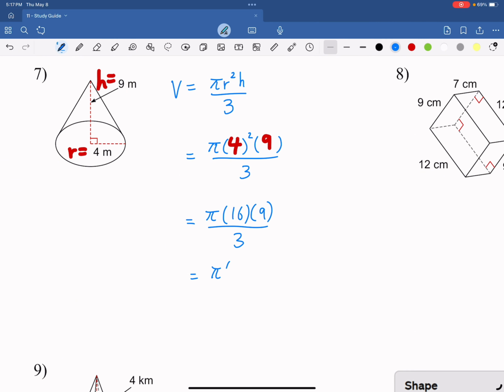This is going to give you pi times, if you multiply these two out, that's going to give you 144 divided by 3. Well, 144 divided by 3, that's going to be equal to 48. So 48 pi. And it turns out if you simplify that on a calculator, you should get 150.8, not centimeters. The problem says meters, so this is going to be meters cubed.